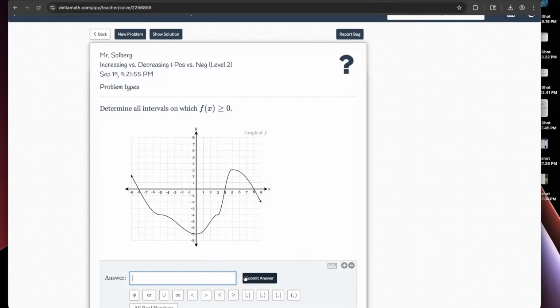So just leave it blank and click submit, and they would accept it. Like if it asks when it's positive and this entire thing was below the axis, I would just click enter. There is no piece that's positive. Okay, so we'll do something like this.